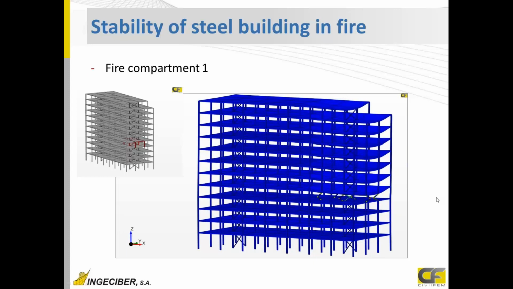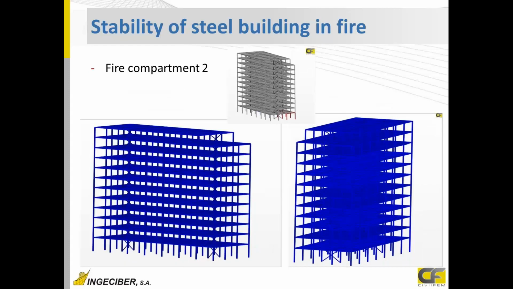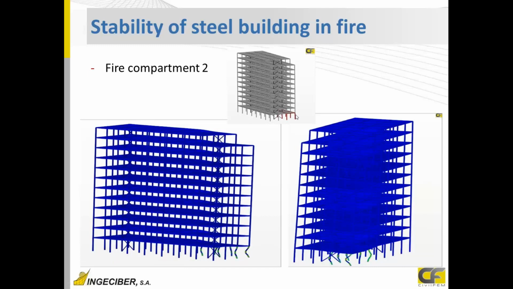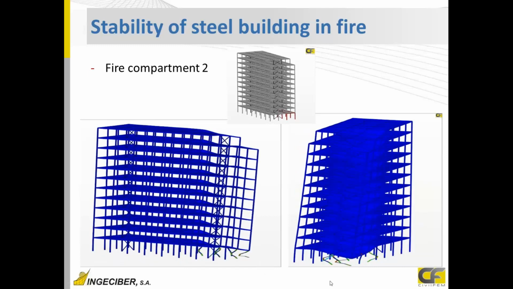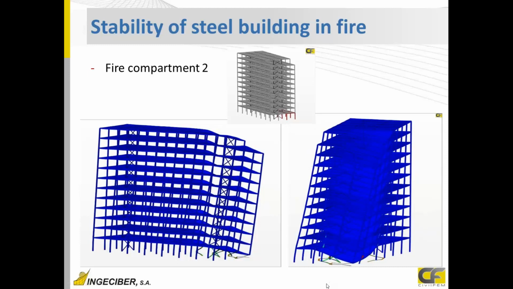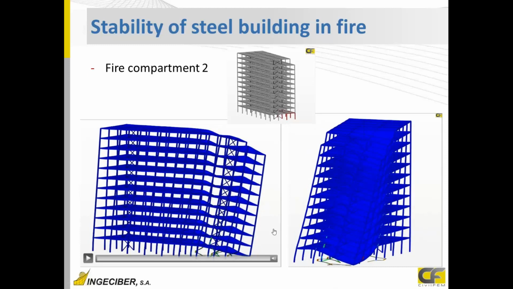But there is stability in the building after the fire, after the time the fire has lasted. And in the last model, here we can see that fire is happening here on the bottom, but instability of the whole building is happening, and the model stops converging here because the building completely collapsed.